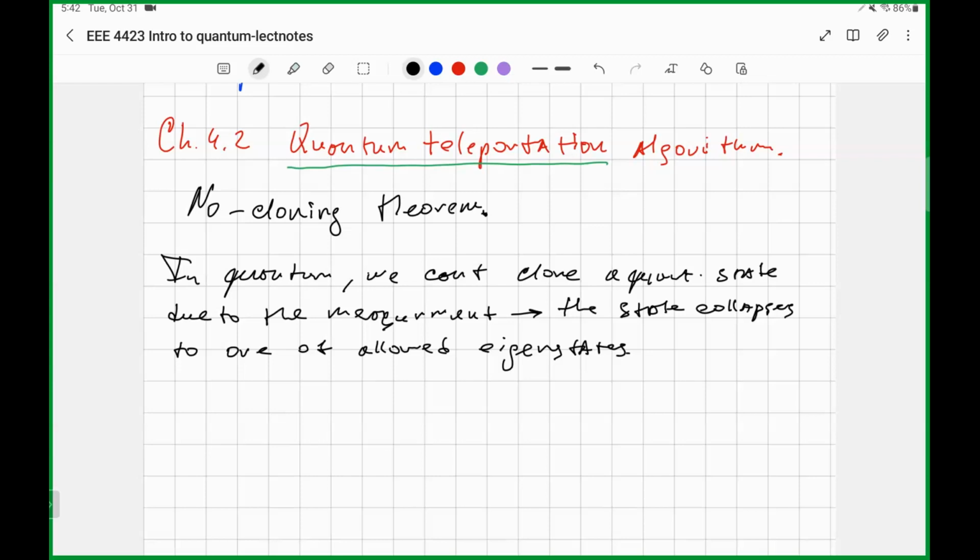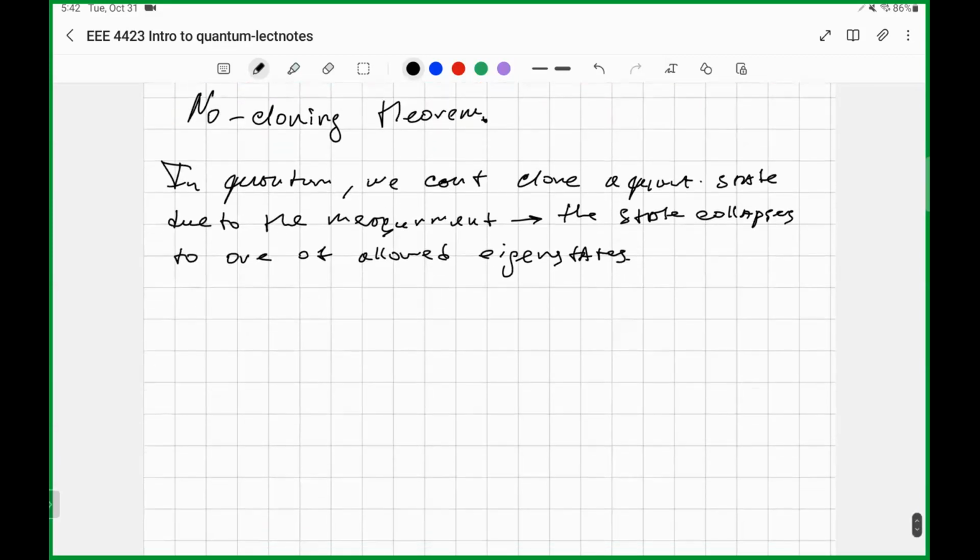except maybe for some trivial quantum states like the ground state, right? If you know that the system is in the ground state, then it's trivial. We can, of course, prepare a system in a ground state. So here we are talking rather about a general state of a qubit. If I have a state like C0 eigenstate 0 plus C1 eigenstate 1, then I can't clone this state.